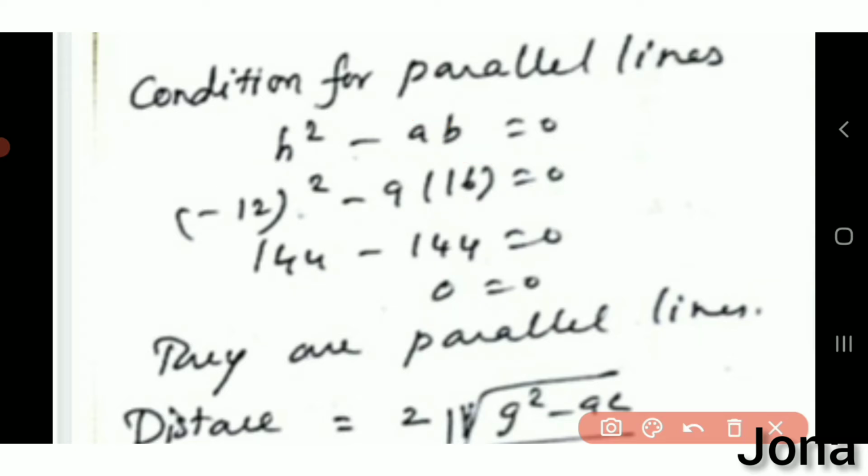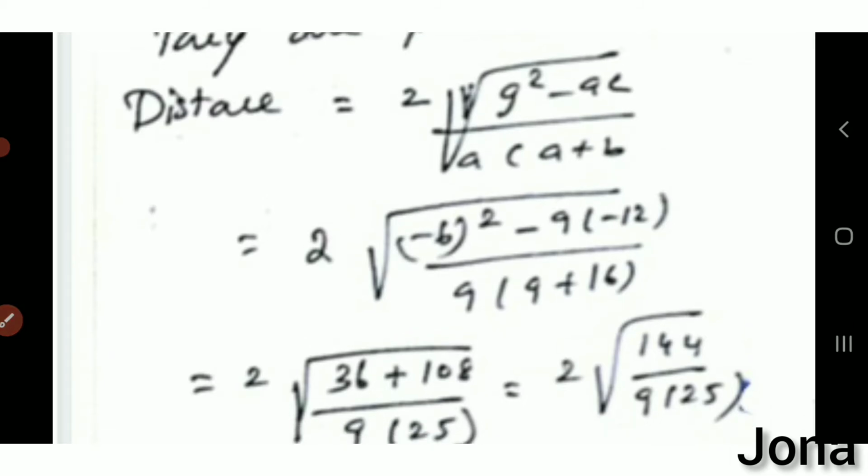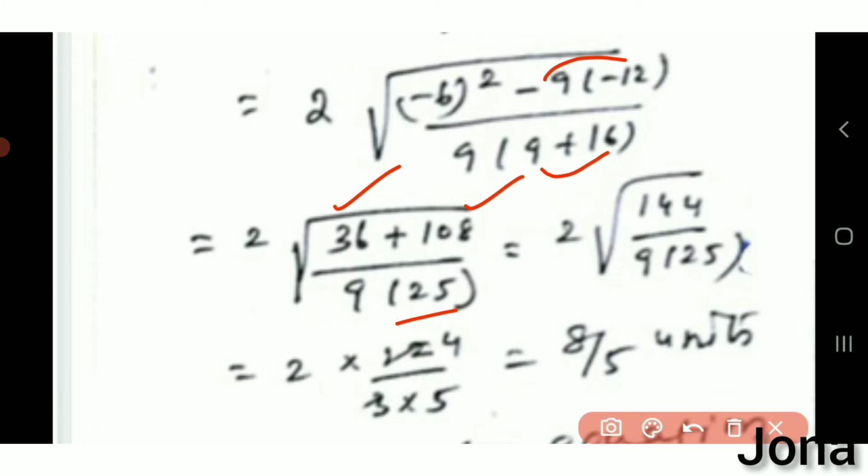Again we want to find the distance. The distance formula is 2 into root of g square minus ac divided by a into a plus b. Here 2 into root of minus 6 square minus 9 into minus 12 divided by 9 into 9 plus 16. While simplifying this, we got 36 plus 108 divided by 9 into 25, which is nothing but square root of 144 divided by 9 into 25.